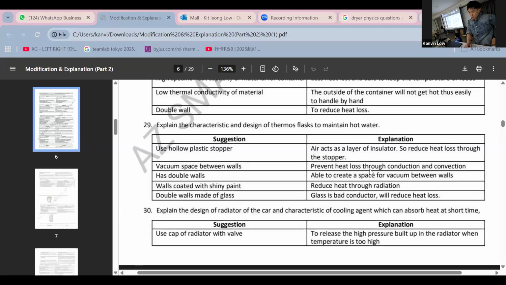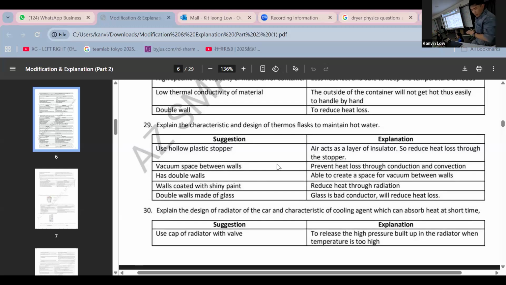Vacuum space between it to prevent the loss, as double wall. So the first thing is why there is a vacuum. Vacuum purpose is because in vacuum there is no particles, right? When there is no particles, the heat cannot be sent. So that's why that one is specifically to prevent the heat loss.